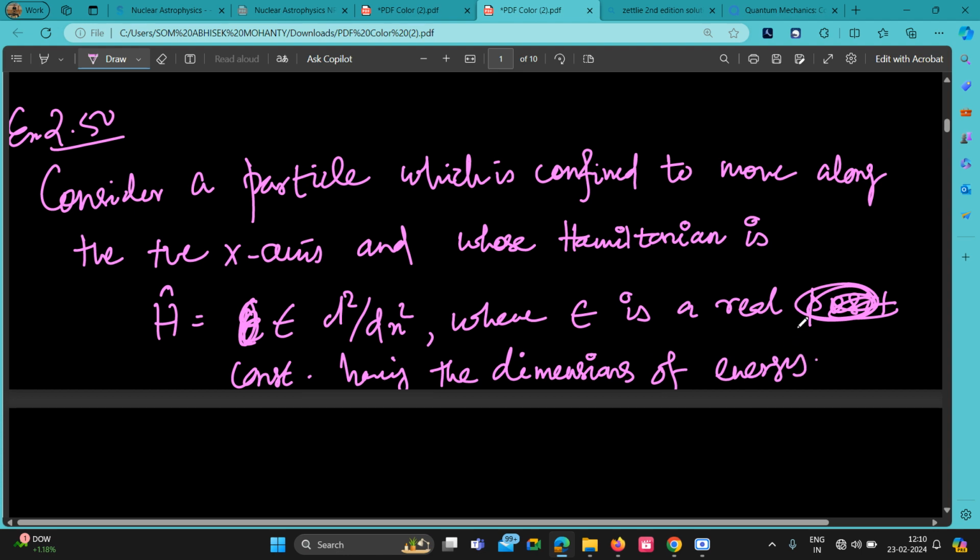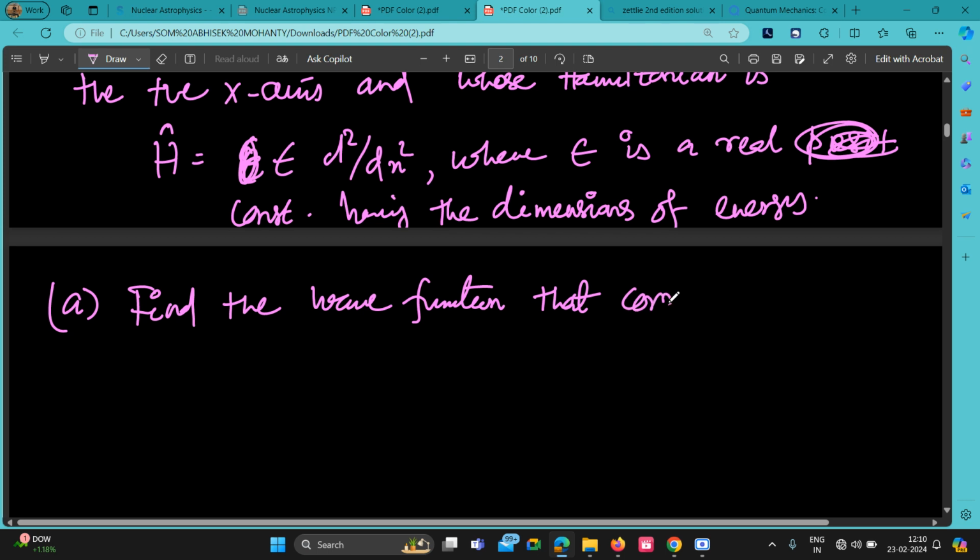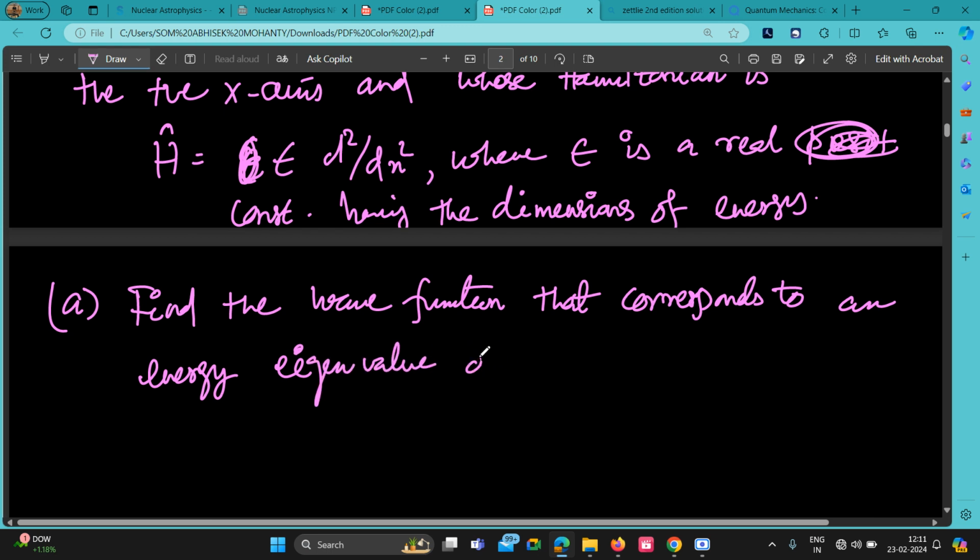Okay. The first bit is: find the wave function that corresponds to an energy eigenvalue of 9 epsilon. Normalize this wave function. Okay.